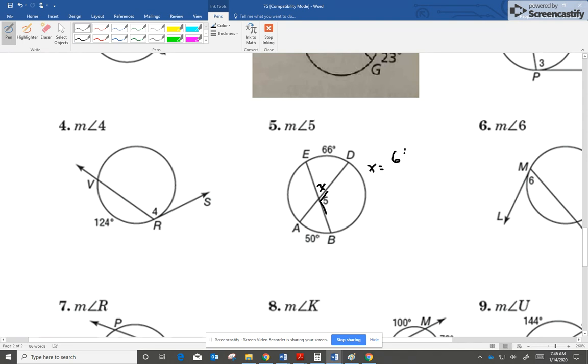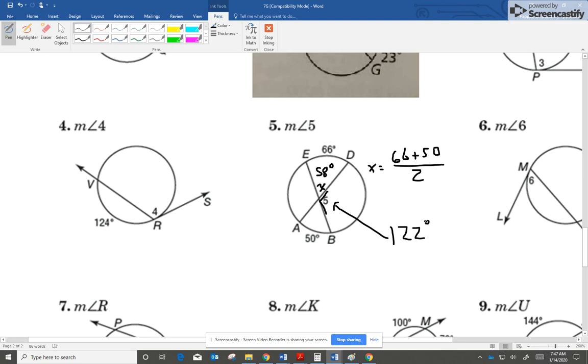So angle X will be 66 plus 50 divided by 2. All right, so 66 plus 50 would be 115, or 116, excuse me, divided by 2. So this angle X here would be 58 degrees. And we know that this angle 5 is going to be 180 minus 58 degrees, which is going to be 122 degrees.